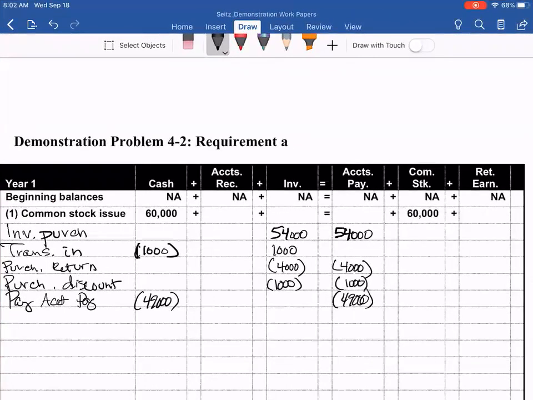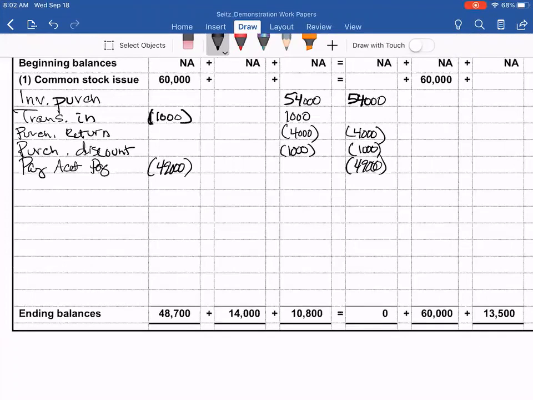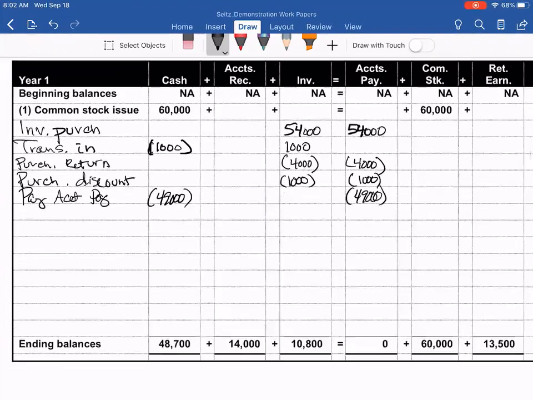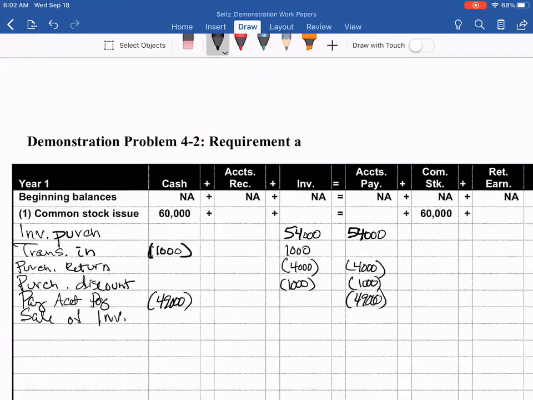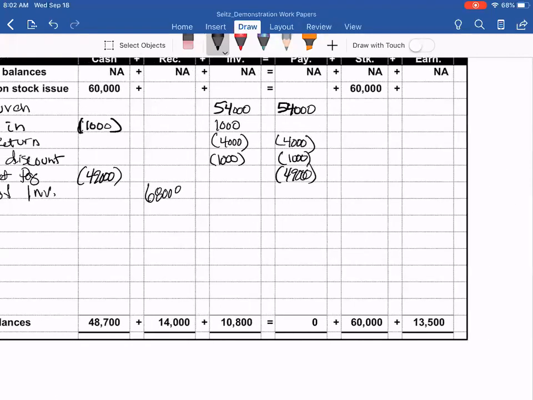So we paid the accounts payable. Now we sold the inventory to various retailers on account. So we're going to have some accounts receivable. So you're going to see sale of inventory, accounts receivable. Accounts receivable is going to increase by $68,000 because that's how much we sold it for. That was the list price. That's how much we're going to actually receive. And so we're going to see an increase in retained earnings because that would be sales revenue.